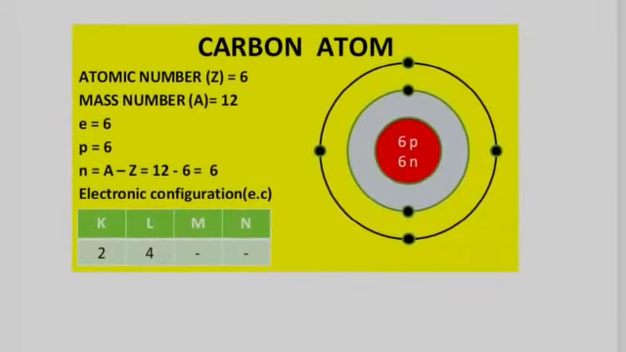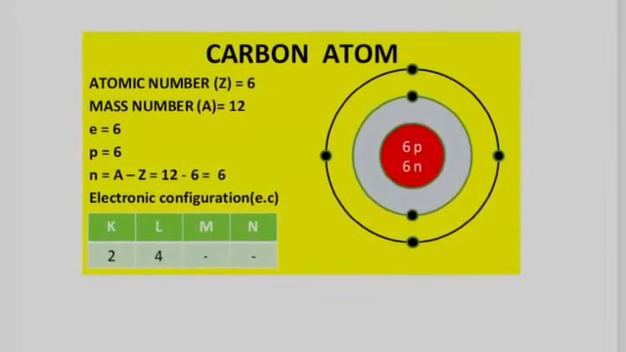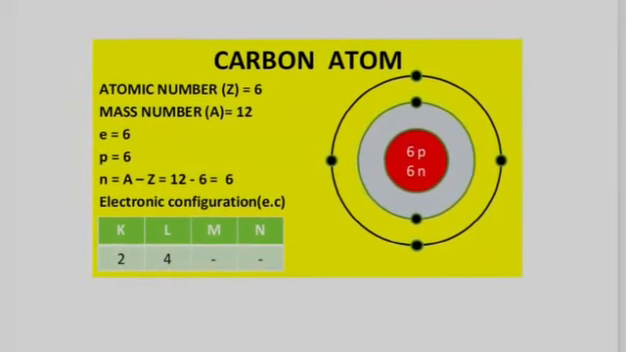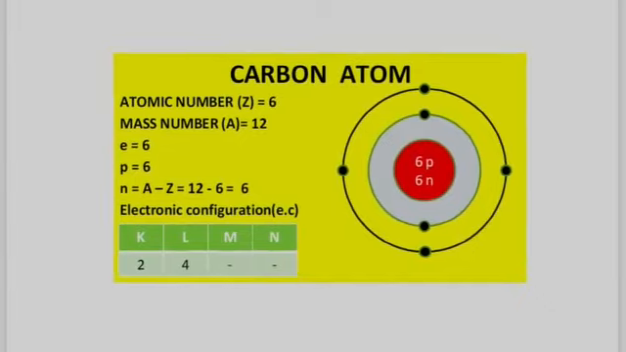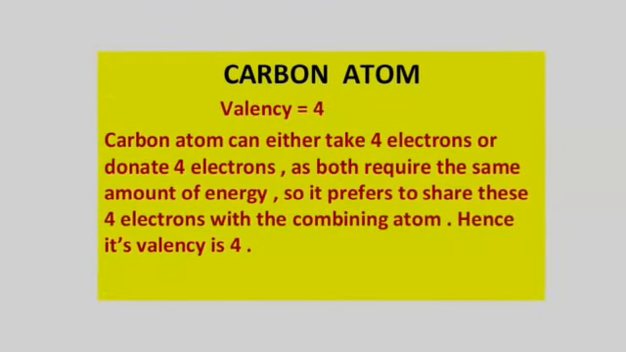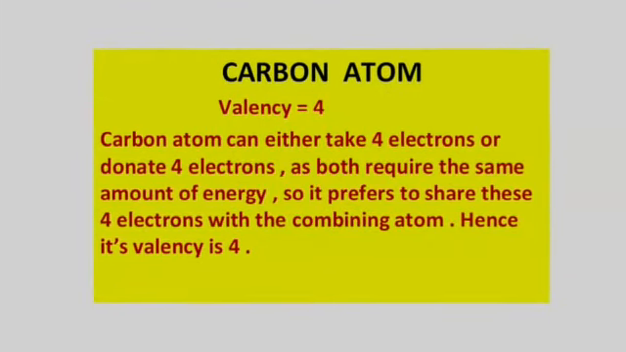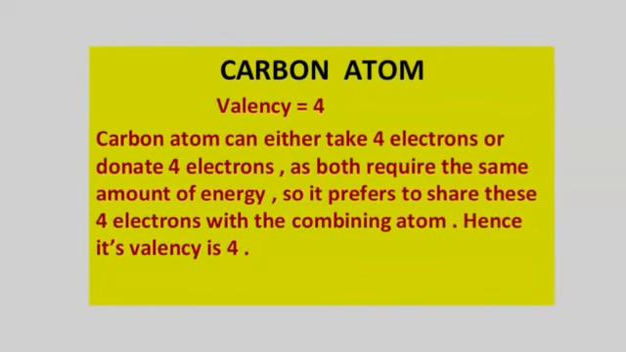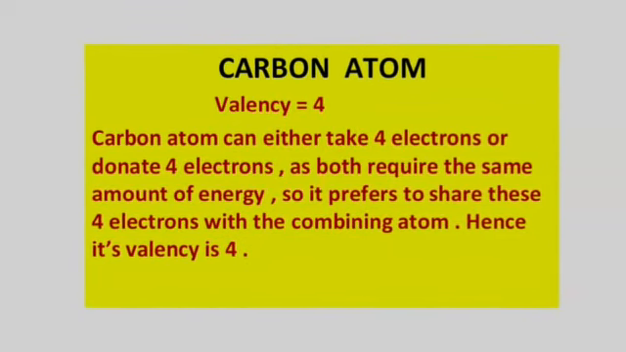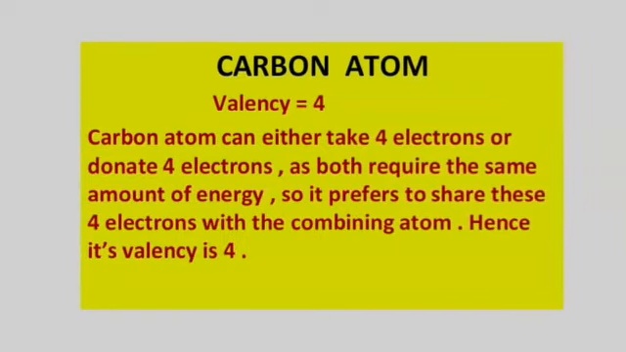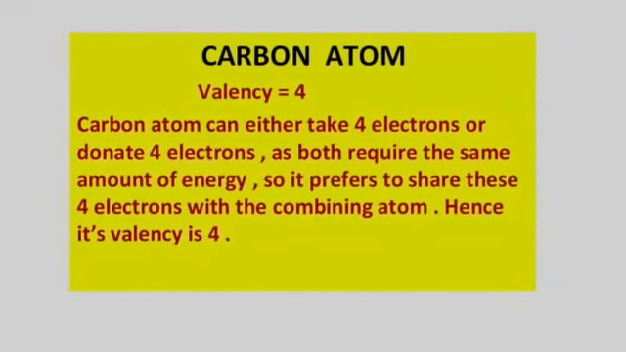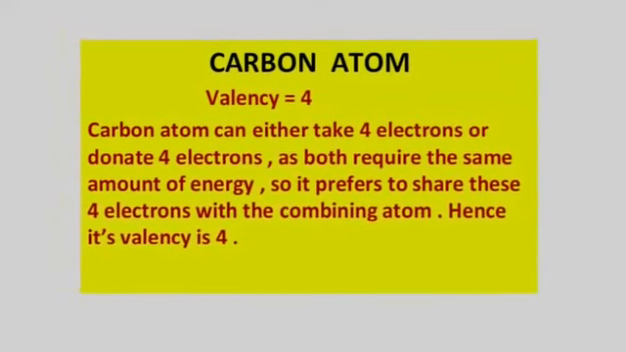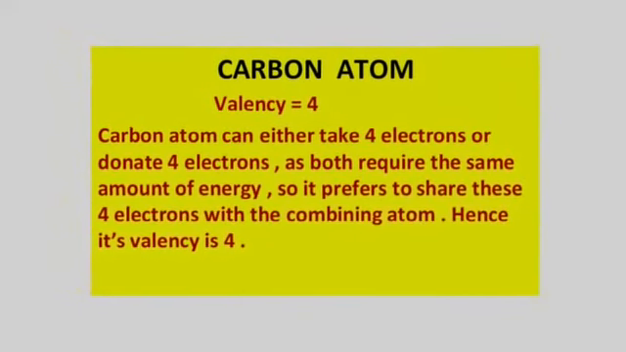Carbon atom has electronic configuration equal to 2 4. That is, L shell is half filled its maximum capacity. Carbon atom can either take 4 electrons or donate 4 electrons, as both require the same amount of energy. So, it prefers to share these 4 electrons with the combining atom. Hence, its valency is equal to 4.